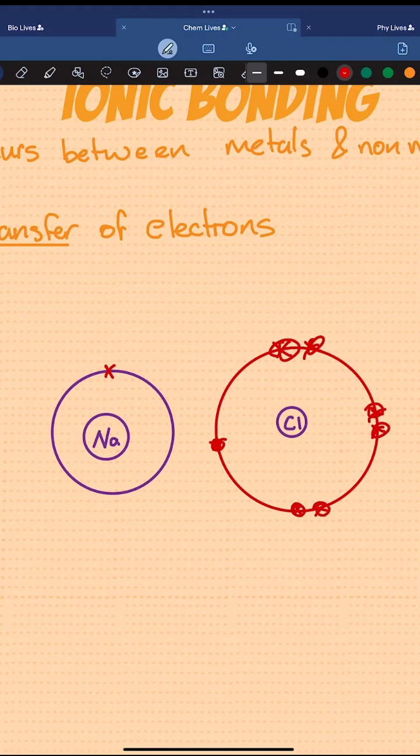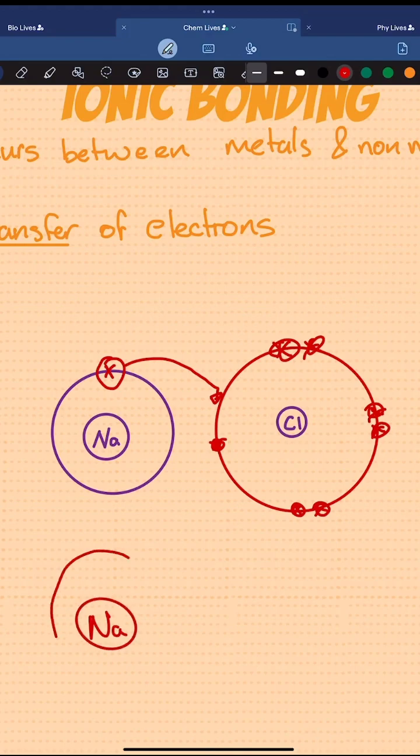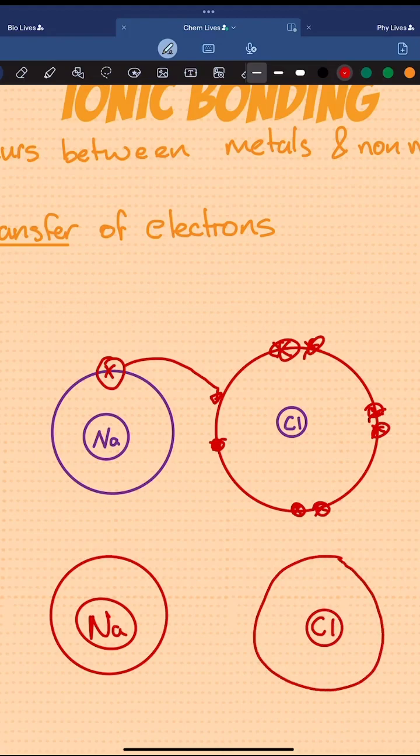So both of these need to get full outer shells, but in ionic bonding, they need to transfer electrons. So it's not sharing of electrons like covalent, it's transferring electrons. So what happens is this electron from the sodium moves over here. If that happens, now sodium, let's redraw this. Sodium will now get no electrons on its outer shell, that's gone. Whereas chlorine will now have an extra one because it's just got one from the sodium. So now chlorine will have 1, 2, 3, 4, 5, 6, 7, just like before, but now it's got that extra cross. It's got an extra electron.